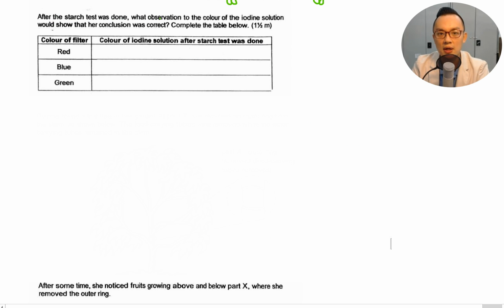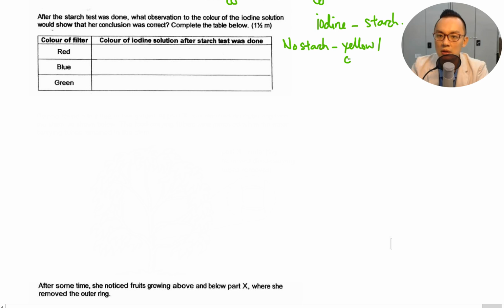After the starch test was done, what observation to the color of the iodine solution would show her conclusion was correct? Okay, so you have to learn this iodine starch solution. Iodine is used to test for the presence of starch. If there is no starch, the color of iodine is yellow, or if it's very concentrated, then it becomes brown. Yellow-brown. And if there is a presence of starch, then it becomes dark blue or black.